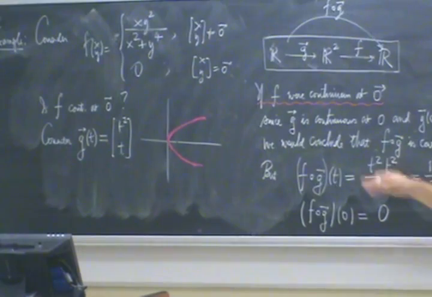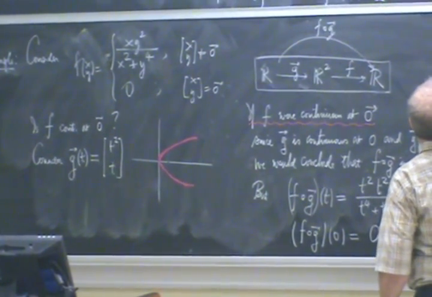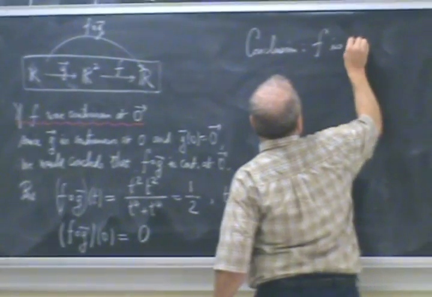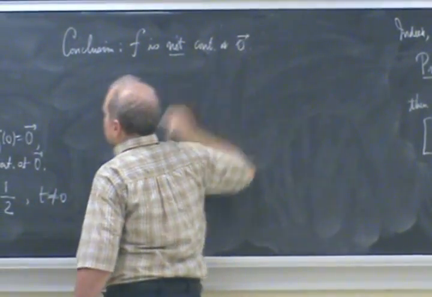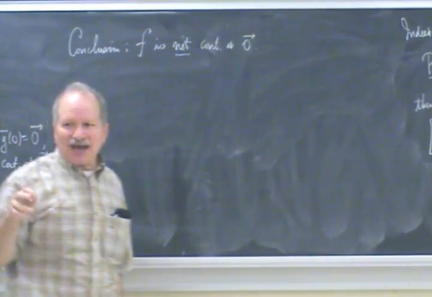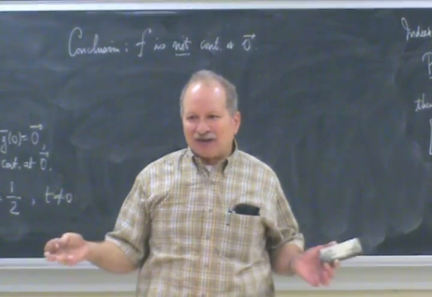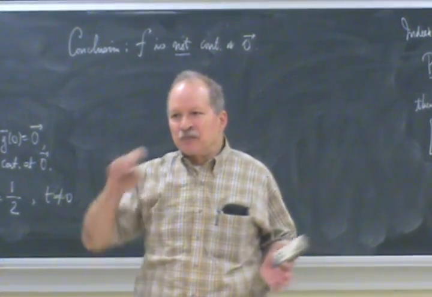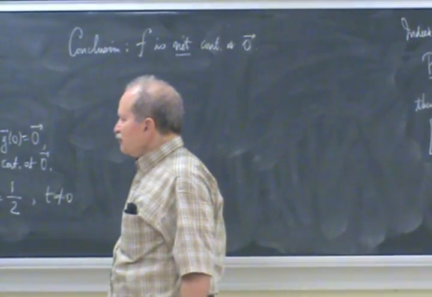If you can find, so let me just write the conclusion. Conclusion, f is not continuous. So this is basically just formalizing what I was doing the other day when I said if you're coming in on different paths and you get different limits, you don't have a limit. So we just knew to pick t squared, t based on the other day.